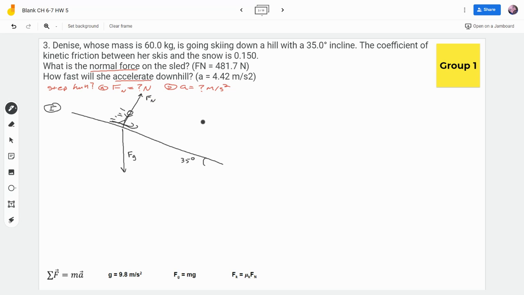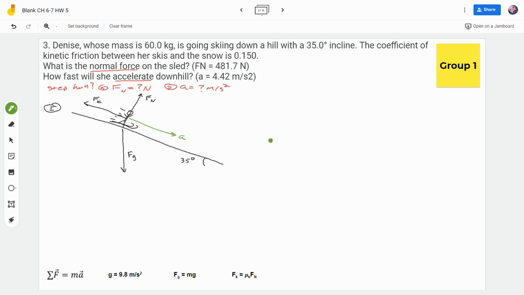How about the force of kinetic friction? Well, Denise is going this way. She's going down along the hill. Friction opposes the motion. So the force of kinetic friction would be going back along the hill like this. And finally, I'll go with green, acceleration is not a force. But which way is she accelerating? Well, she's skiing. So she's accelerating along the hill like this.